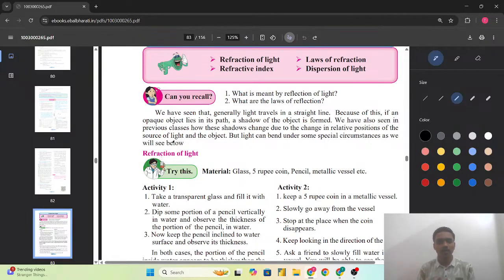Under some special circumstances, light will change its path. So what is that? That is the refraction of light, which we will be studying in this chapter.